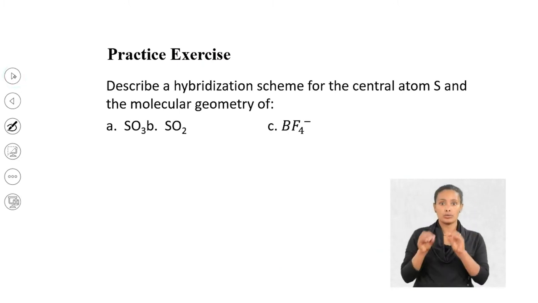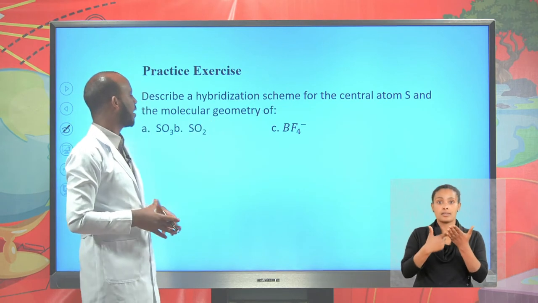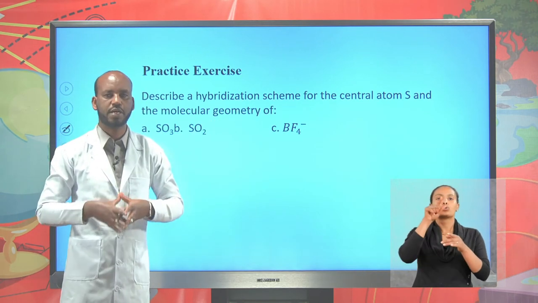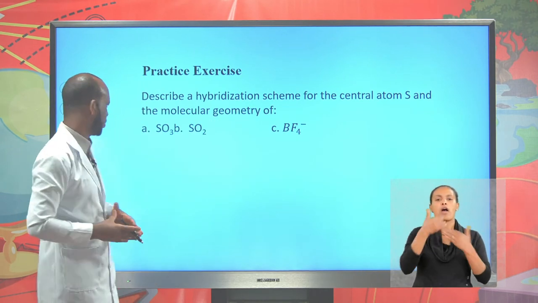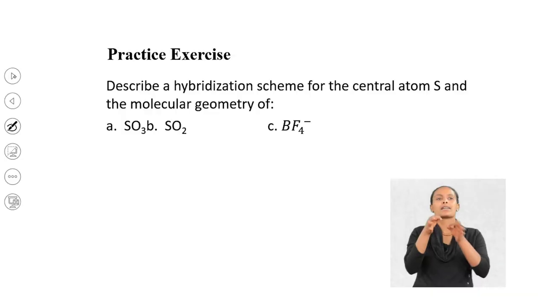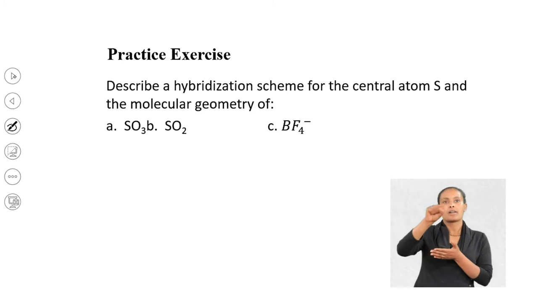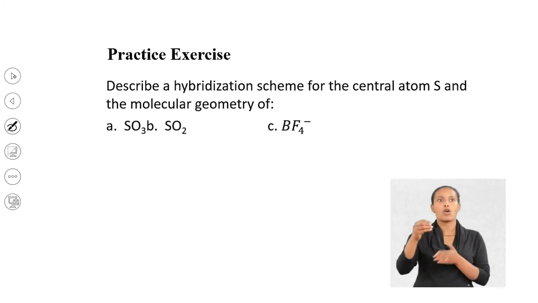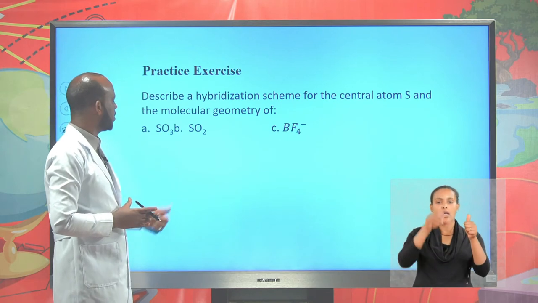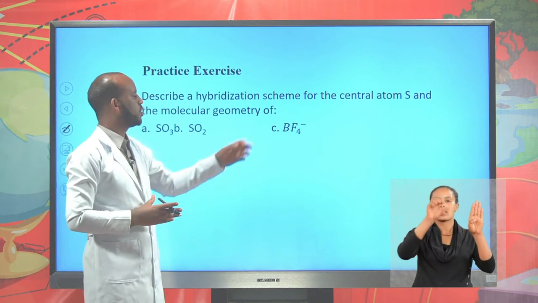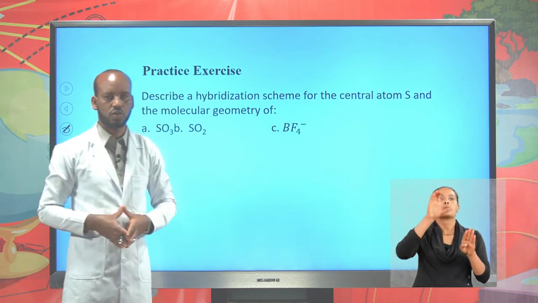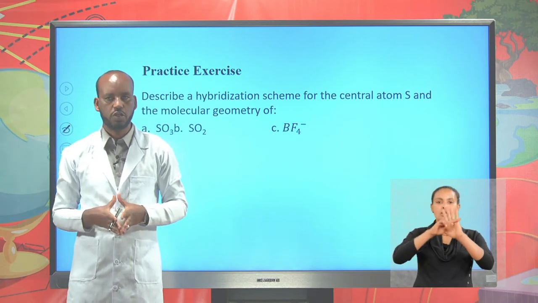Students, let us try this exercise so that you can practice what you have just learned. Describe a hybridization scheme for the central atom, sulfur, and the molecular geometry. A, SO3. B, sulfur dioxide. C, BF4-. You have 3 minutes.